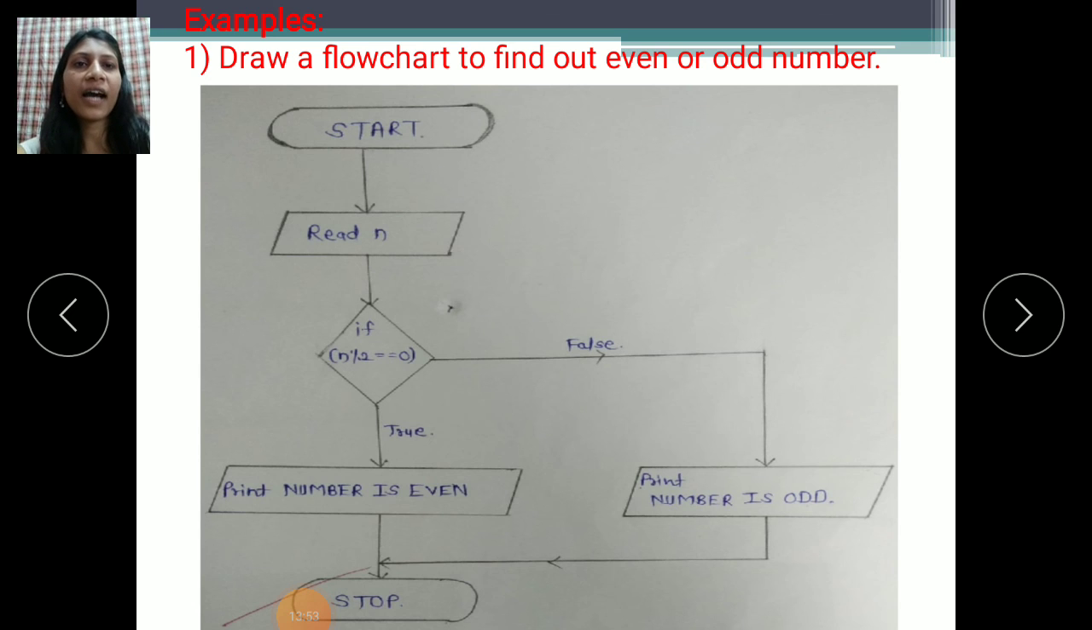See here, these are examples of flowcharts, meaning how we can draw a flowchart. We will discuss it in the next video.